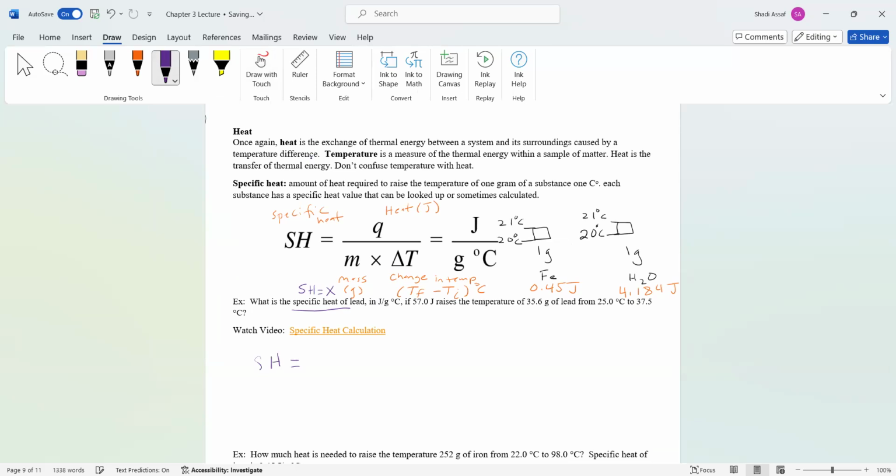So we set up our equation, SH equals Q over M times delta T. Very well. 57 joules is Q. So we plug that in, 57. 35.6 grams is mass. We said that here.